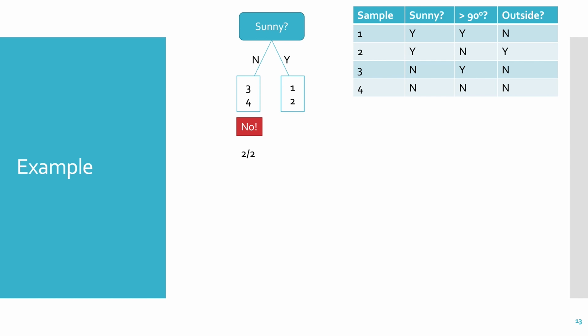If we ask a question about the other feature, which is greater than 90 degrees, maybe we can do better than 75% on the training data. We ask this question and we have no and yes as the answer. So we have no here and we have yes here as the answer to that question.